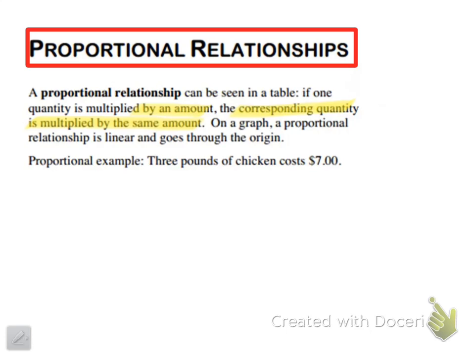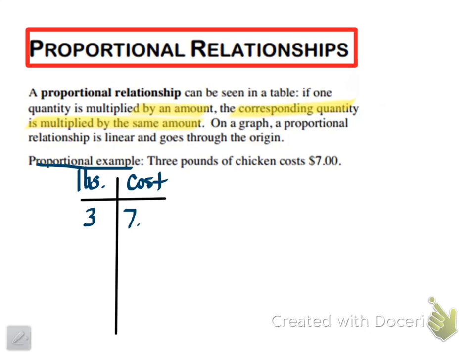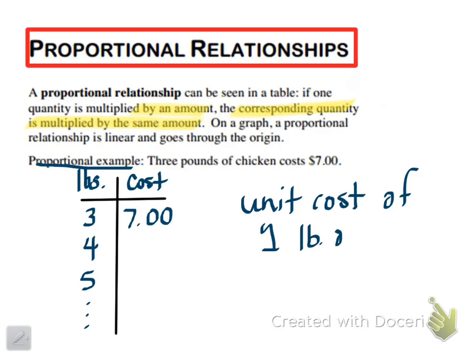And the reason why they put it in, say that it can be represented in a table, is because it definitely can. So for example, if we start off with pounds of chicken, like they've said here, so we have a proportional example, 3 pounds of chicken, and we represent that with our cost. We have 3 pounds of chicken, and they say that that represents $7. So ultimately, we can find a pattern for how much it would cost for 4 pounds of chicken, 5 pounds of chicken, and so on, if we knew the unit cost of 1 pound of chicken.